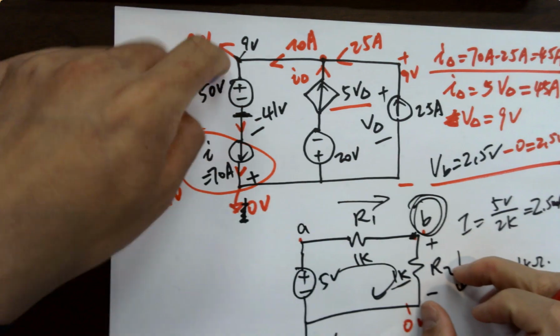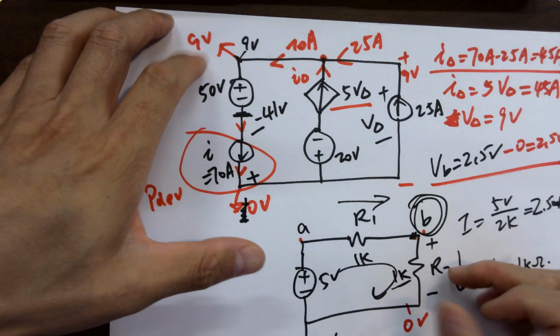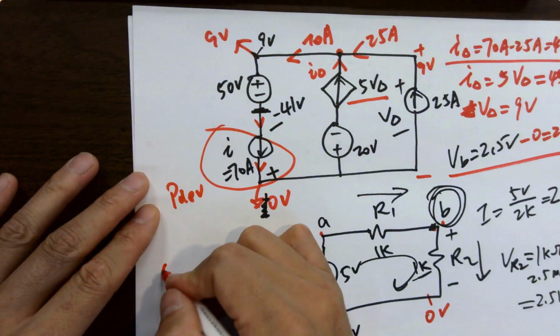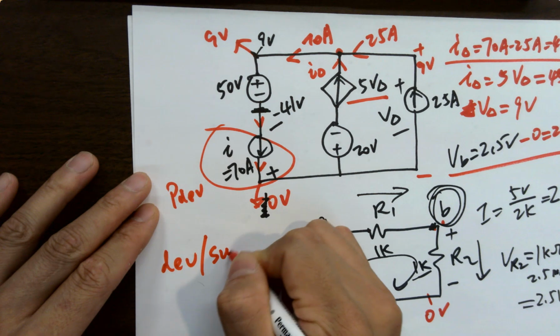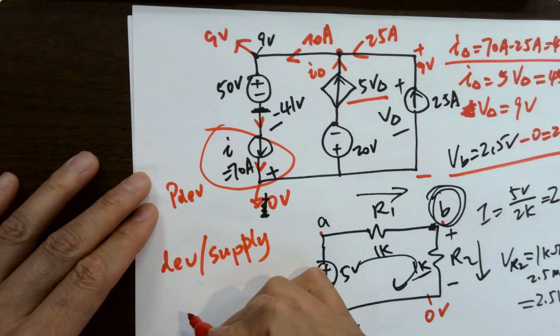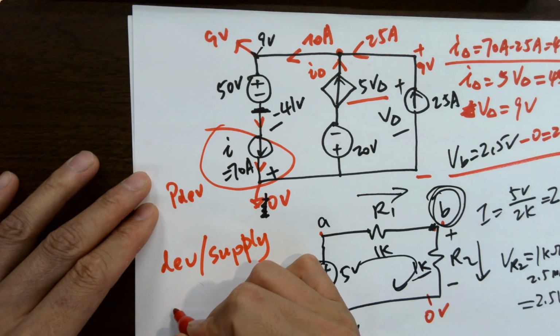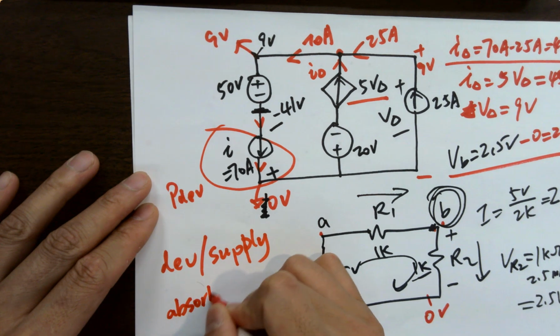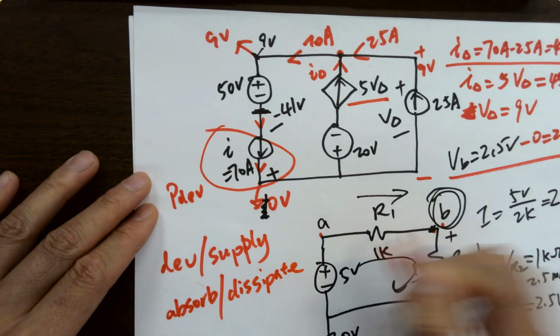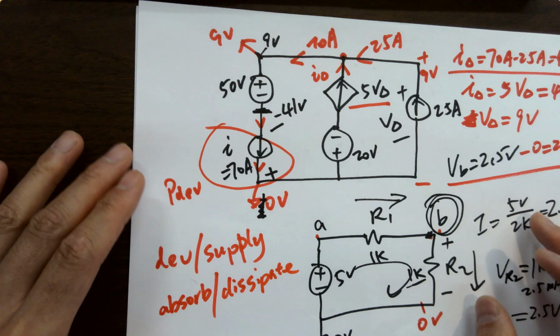What about this one? What about this source? Is this developing or supplying? So keep in mind, developing and supplying are the same, right? Absorbing and dissipating are the same terms.